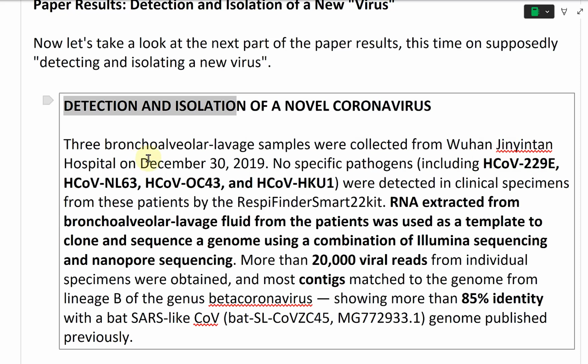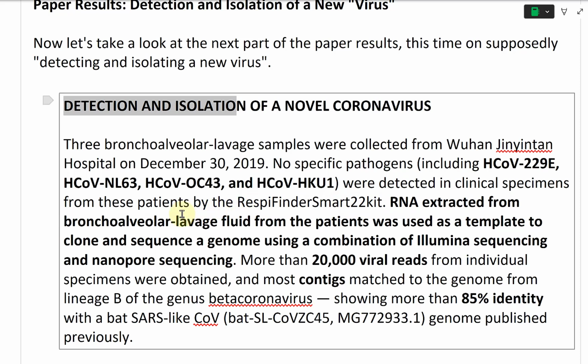Jinyintan Hospital on December 30th, 2019, and no specific pathogens, including human coronavirus 229E, HCoV NL63, then OC43, and this other one, HKU1, were detected in clinical specimens from these patients by the RespiFinder Smart22 kit.